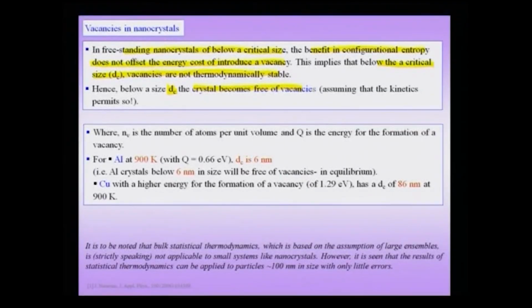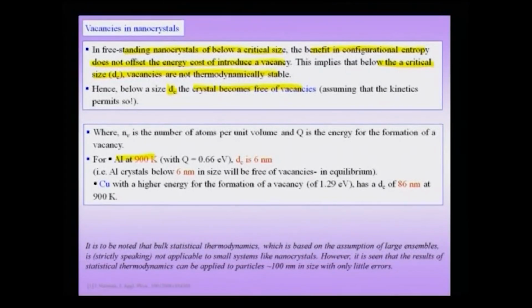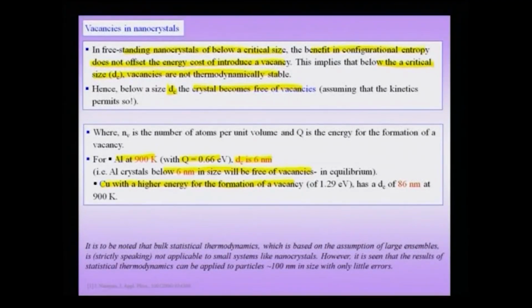Of course, if you start from a high temperature and go to low temperature, the kinetics have to permit these vacancies to escape. Now, for aluminum at 900 degrees Celsius with an activation energy of 0.66 eV, the critical size is of the order of about 6 nanometers. That means aluminum crystals below 6 nanometers will be free of vacancies. Such a crystal will have no equilibrium concentration, or vacancies will not be in thermodynamic equilibrium in such a crystal. Copper, with a higher energy for formation of vacancy of about 1.29 electron volts, has a higher critical size of about 86 nanometers.